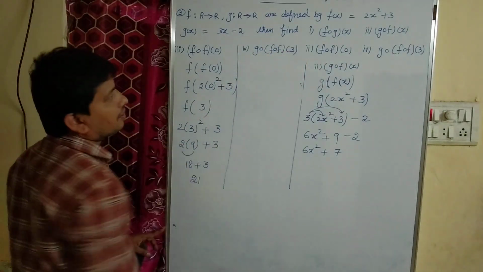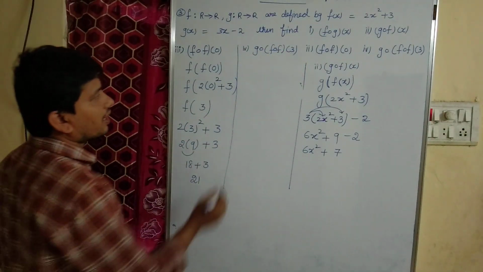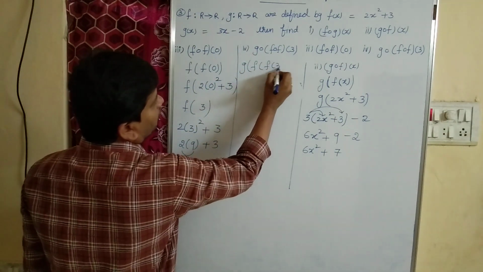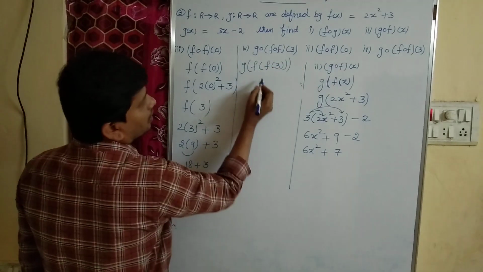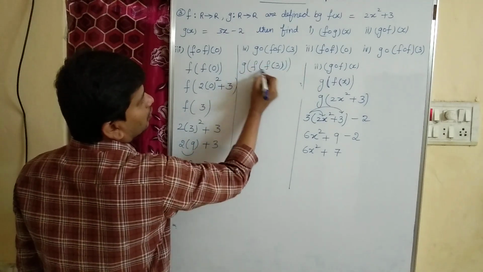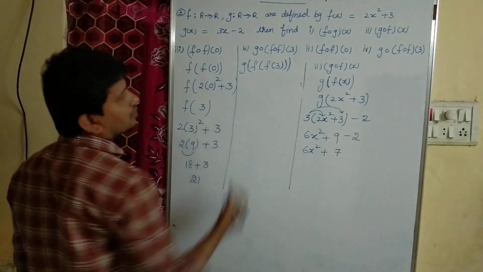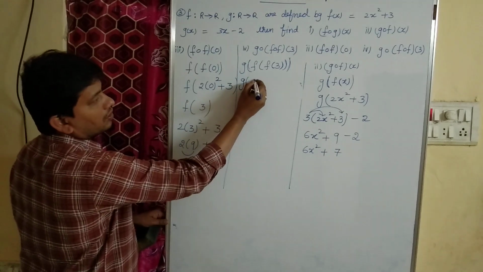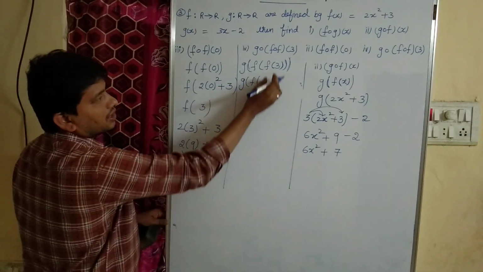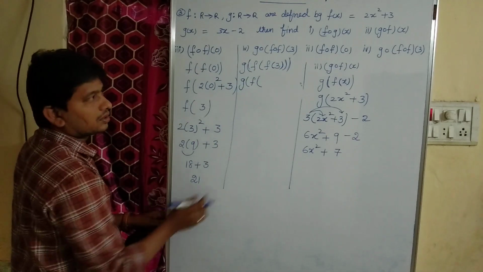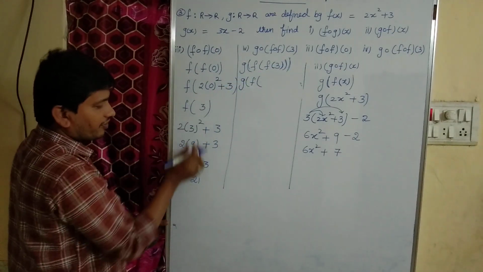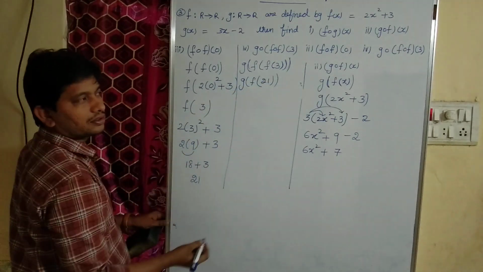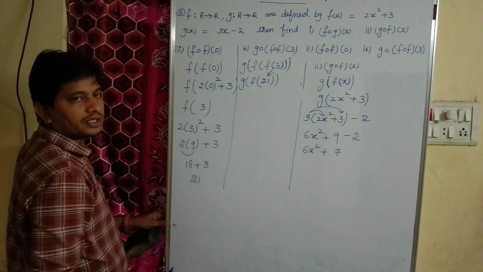Now coming to the fourth problem, g circle f of 3. Okay, how can I write this? g of f of 3. See, this is open closed, open closed, open closed, right? Listen now children. g of f of 3. As we found, f of 3 value is what? 21, right? So I can write it as g of 21. So this f of 3 value is 21.